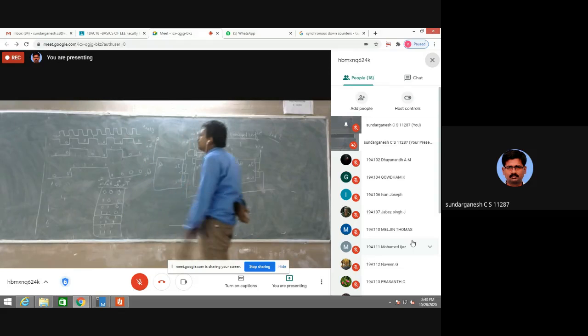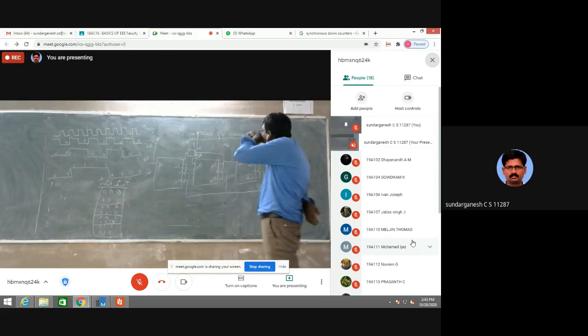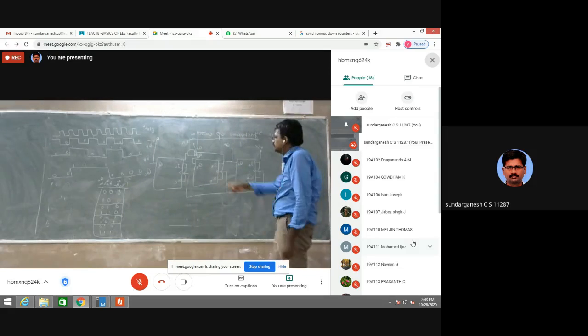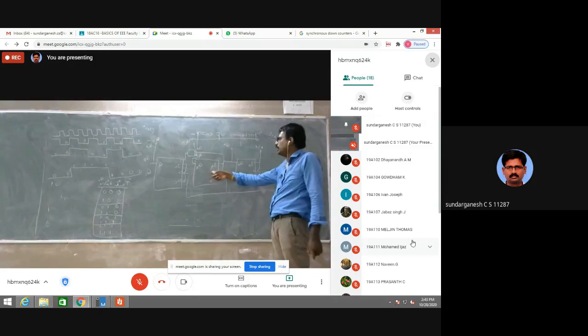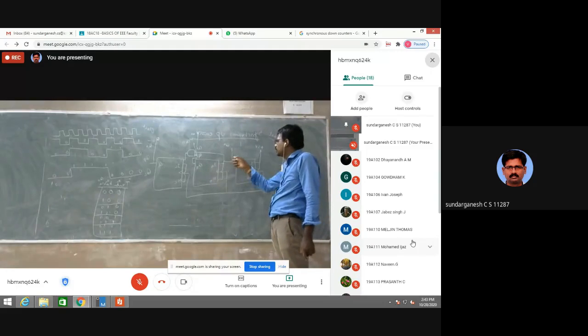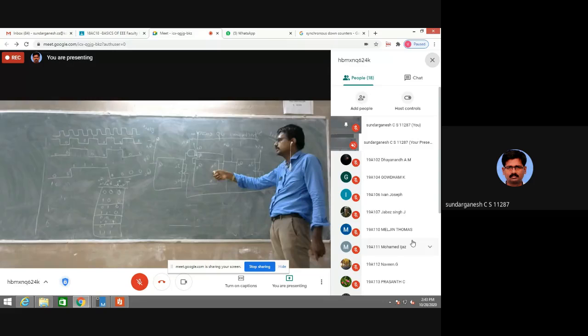So this is the truth table for this particular counter. This flip-flop will toggle only when JB and KB are 1. That occurs only when QA is 1. So QA should be 1 and there should be a negative edge. Then only this will toggle.